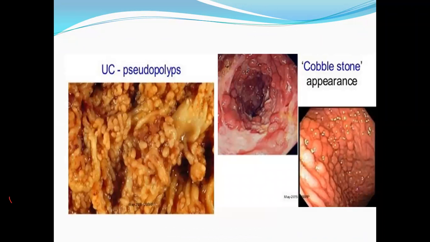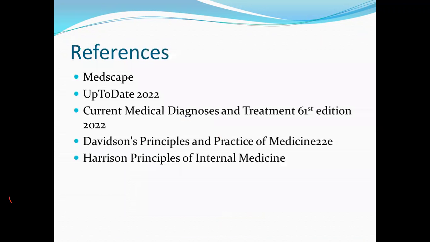This is a histological endoscopical representation of pseudopolyps in ulcerative colitis and the cobblestone appearance that we see in Crohn's disease. These are my references. Thank you.